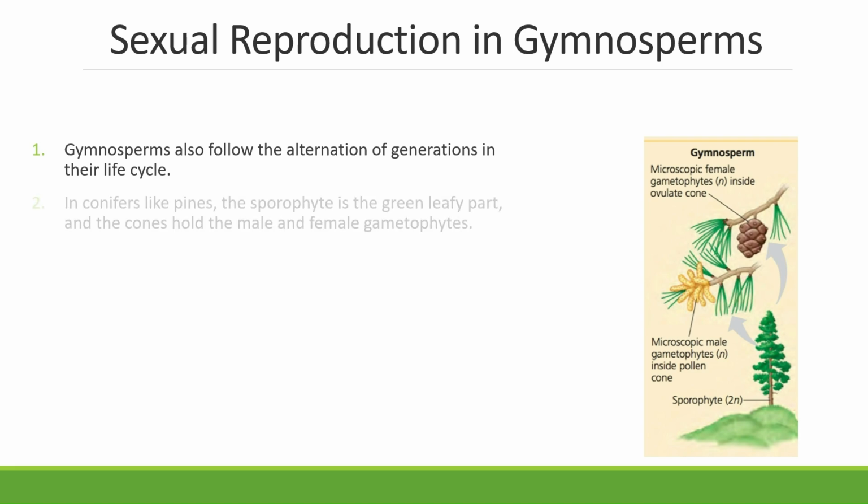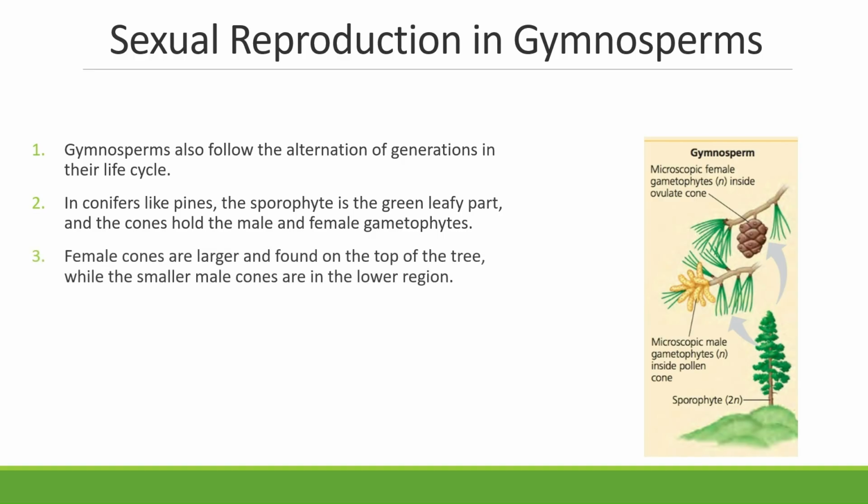In conifers, such as pines, the green leafy part that we recognize as the tree is the sporophyte generation. The male and female gametophytes are held inside cones rather than flowers. Female cones are larger and usually found on the upper parts of the tree. This is by design. The smaller male cones are typically located in the lower regions. What this does is it makes an arrangement that reduces the chance of self-pollination because wind doesn't usually blow in a nearly straight upward direction. So for the pollen to reach the upper cones, it would have to fight against gravity.